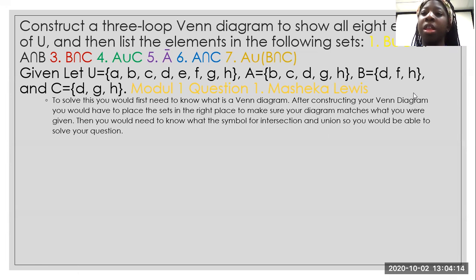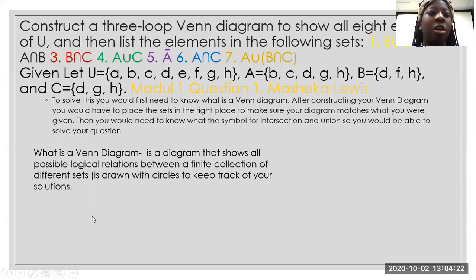Now, the first thing we need to know to solve this problem is what a three-loop Venn diagram is. A Venn diagram basically shows all of the possibilities by grouping things together to see the possibilities. Now, a three-loop Venn diagram looks like this.